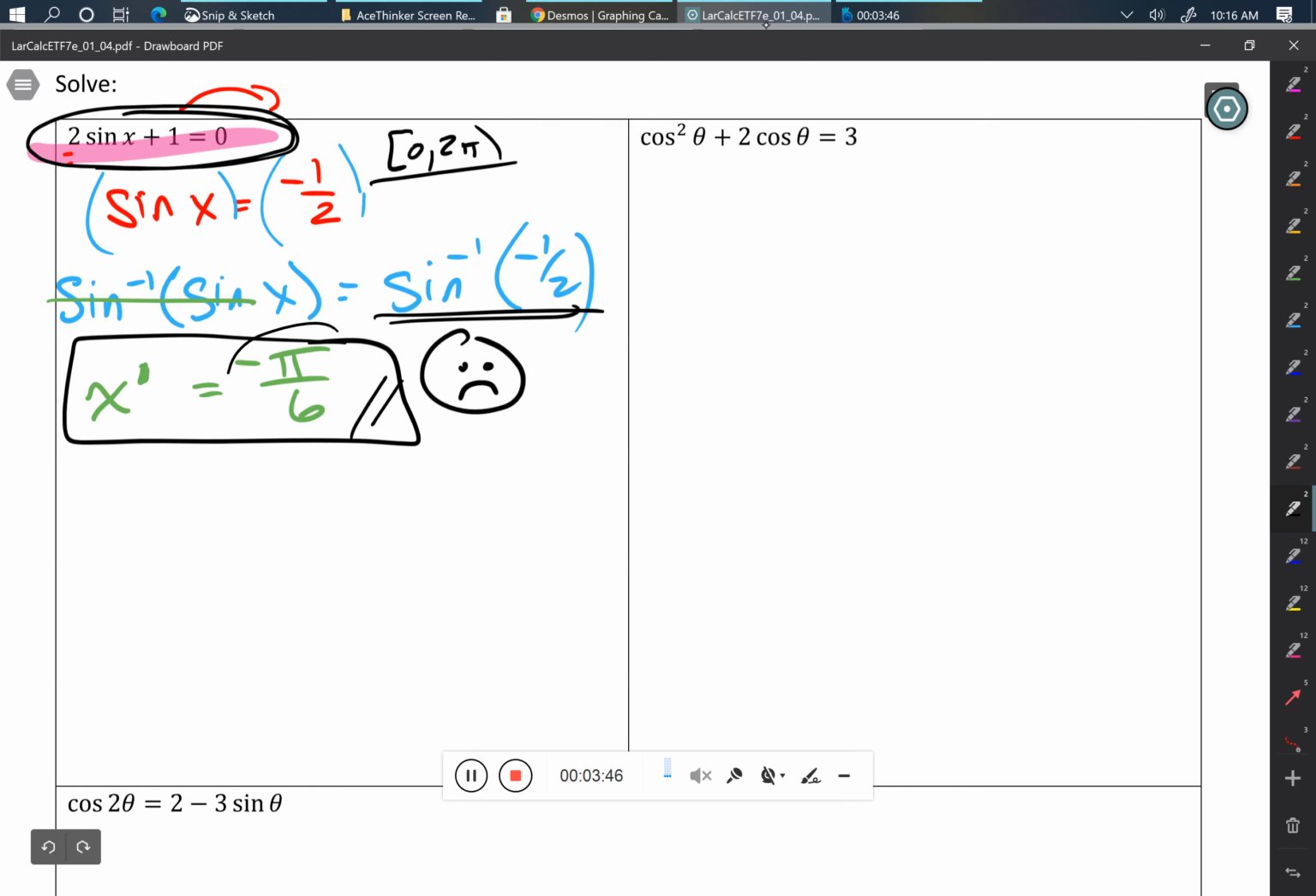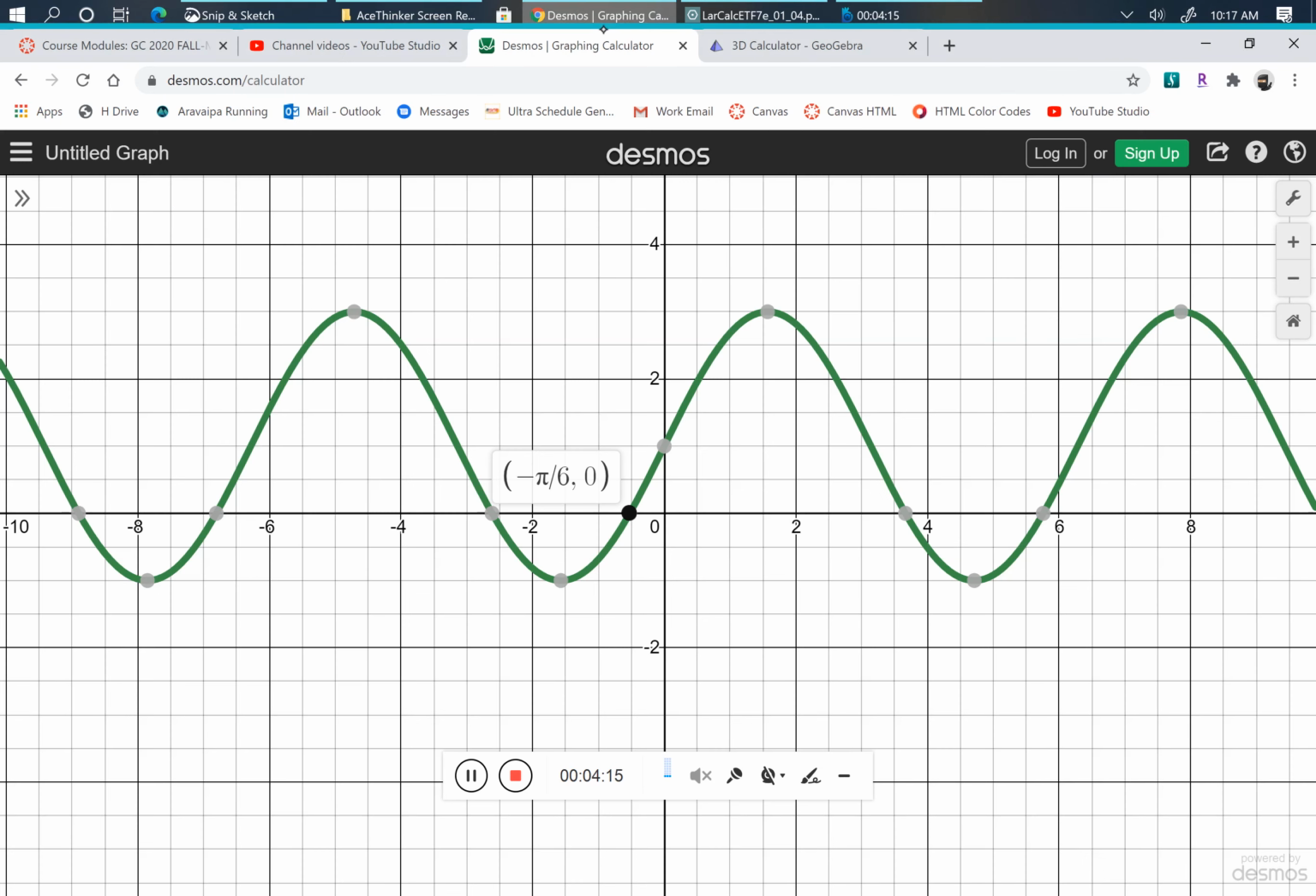So this negative pi over 6 that I found right here as a fourth quadrant angle is really 11 pi over 6. And then what is the third quadrant angle that has the same reference angle we found with that arc sine, pi over 6? So that's like pi plus pi over 6. So what is that, 7 pi over 6? So we've got 7 pi over 6. Now those would be those two solutions. If I go back to the graph, those would be these two solutions here, right? The 7 pi and the 11 pi.